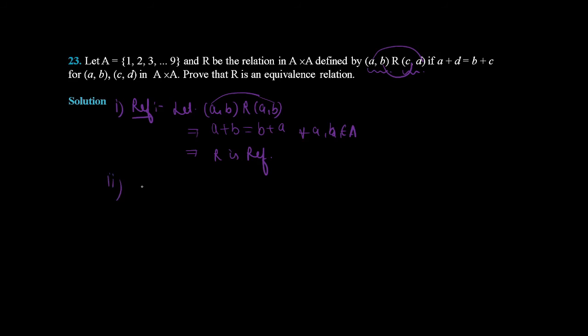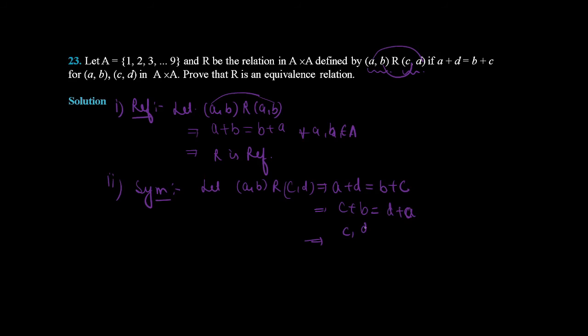In the second thing, what we have to show is that it is symmetric. So now let us suppose that (a, b) is related to some other ordered pair (c, d). So what does this mean? That a plus d will be equal to b plus c. Now look, I can write a plus d equal to b plus c in another way: c plus b is equal to d plus a. This implies I can say that (c, d) is related to (a, b).